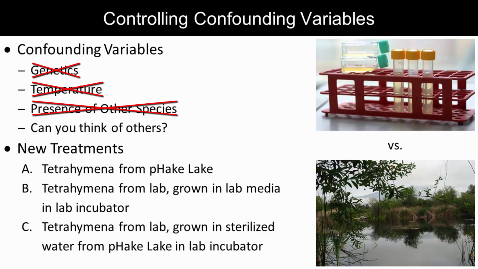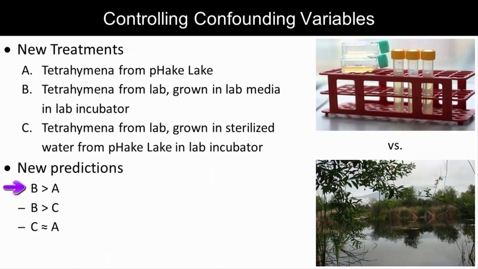Let's adjust our prediction to account for the new experimental design. Obviously, we still predict that lab tetrahymena in lab media will have greater average length than tetrahymena from fake lake. Now we would also predict that lab tetrahymena in lab media will be larger than lab tetrahymena grown in sterile lake water. Finally, we would expect little to no difference between the lake tetrahymena and the lab tetrahymena grown in lake water. The differences between these treatments may still have some effect, but the nutrient composition is the same. So if our hypothesis is correct, the difference between these controls will not be as great as the difference between either control and the experimental treatment.